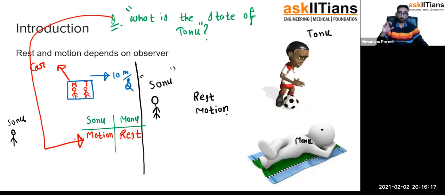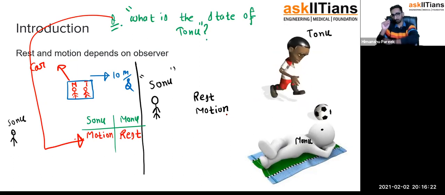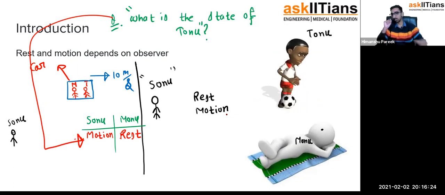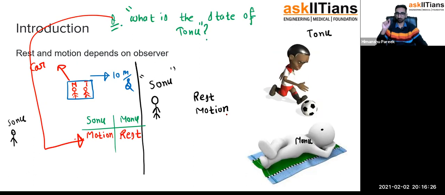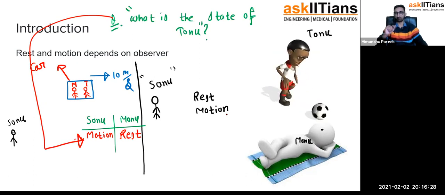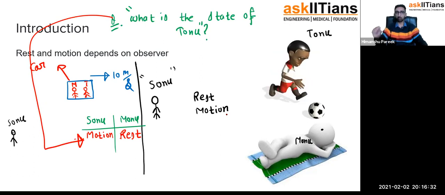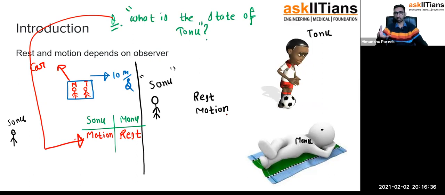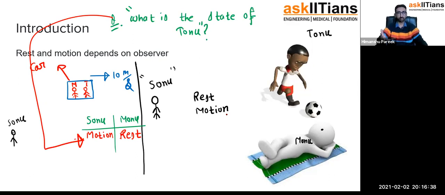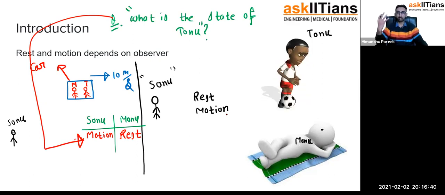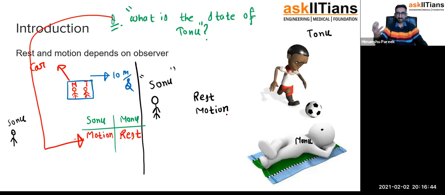It's all about whatever Sonu has perceived, he told you. Whatever Monu has perceived, he told you. It was according to them. So this answer of rest and motion, whether the object or body is at rest or in motion, does not have a single answer. It depends on whom you are asking.